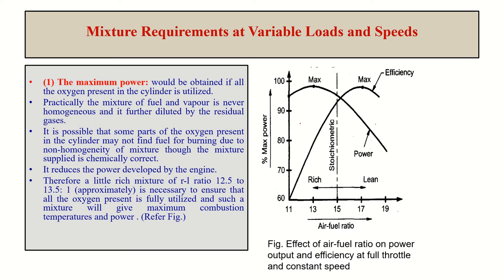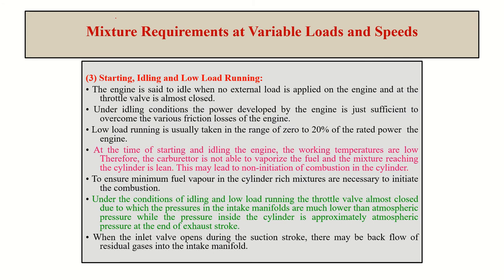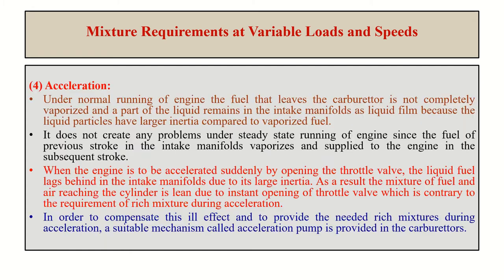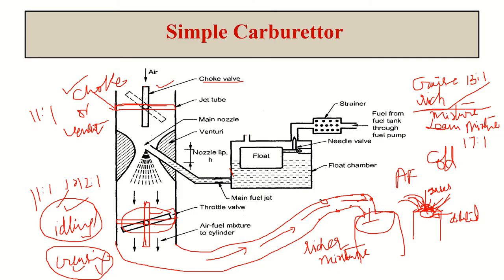That is what I have said about maximum power. Power versus air fuel ratio: when you require maximum power, probably you have to run the engine rich. For maximum efficiency, you run at a leaner air fuel condition. This is the leaner side, this is the richer side. Maximum fuel economy is with the throttle between 30% to 70%, kind of thing. I told you about starting, idling and low load running, which require richer mixtures. I also explained acceleration and cruising. This is exactly what a carburetor has to do.